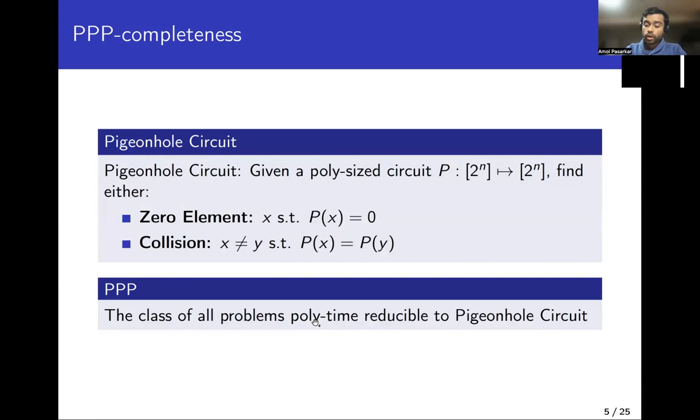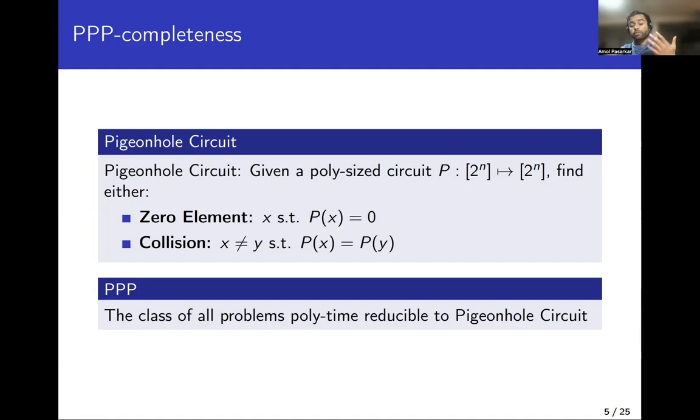And the challenge is that you either want to find an element that maps to 0, an x such that p(x) is 0, or you want to find a collision. It's straightforward to see that this problem has to be total because on one hand, if you have a zero element, then you're done, you have a certificate. But suppose instead that there are no zero elements, that is, there's no element x such that p(x) is equal to 0. What this in turn tells you is that every single element in the domain of p is actually mapped to a value in the range 1 through 2^n minus 1.